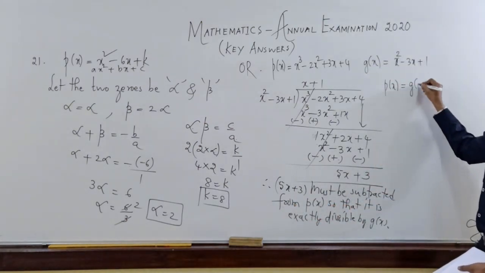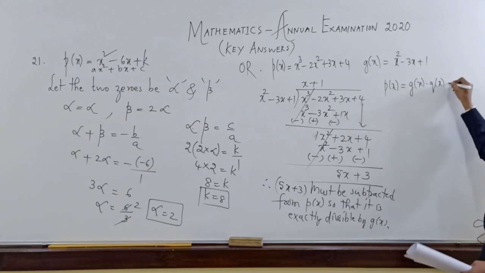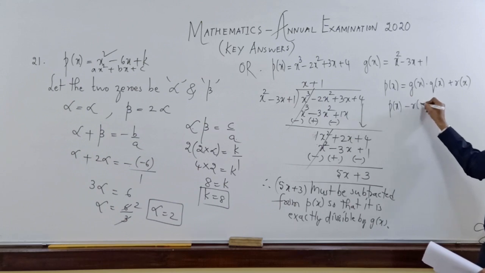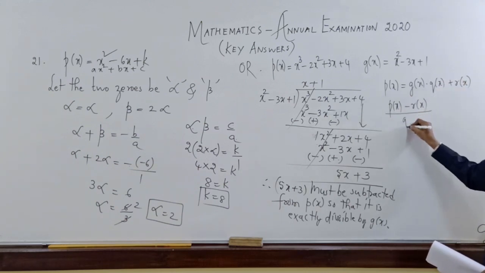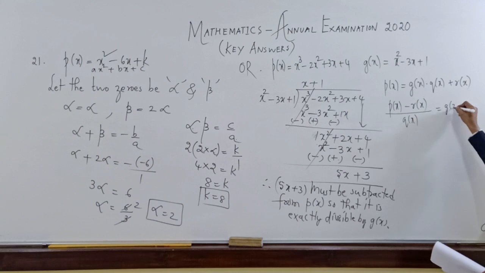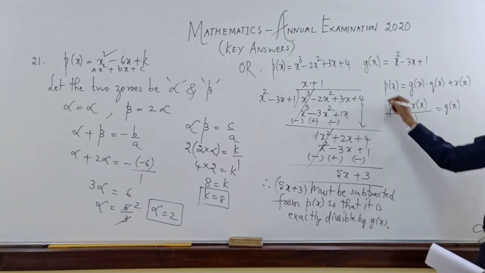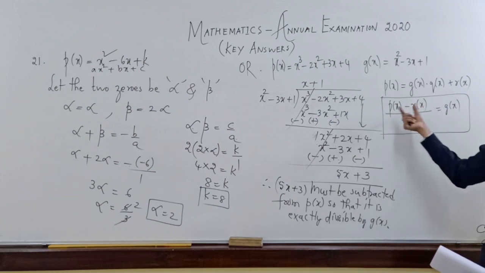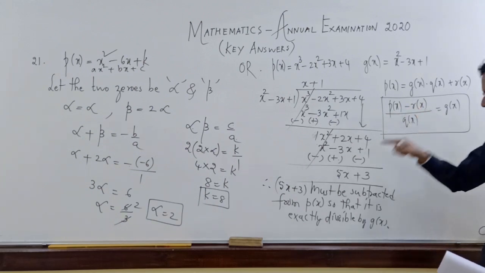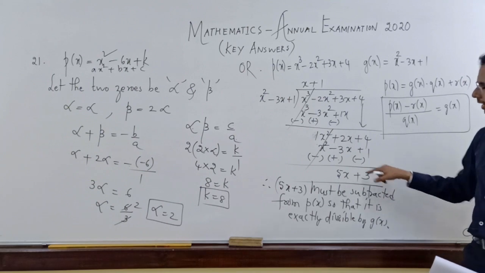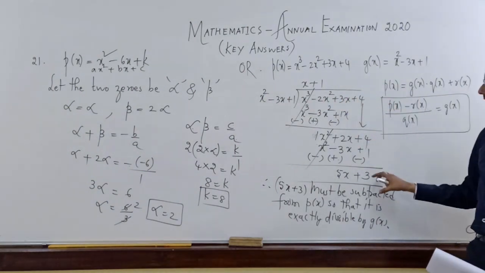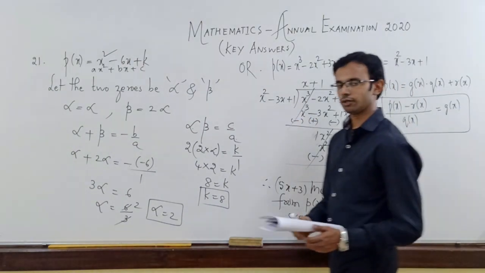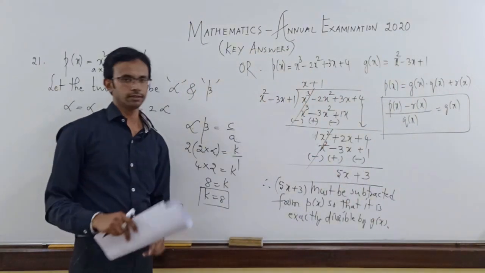P of x is equal to g of x into q of x plus r of x. So when I transpose the remainder this side and take down the quotient, I'll get g of x. Or if you take g of x here, I'll get the quotient. So this itself is telling clearly p of x minus r of x: if the remainder is subtracted from this polynomial p of x, that is the time that this polynomial will be exactly divisible by g of x. So hope you have got the answer as 5x plus 3.